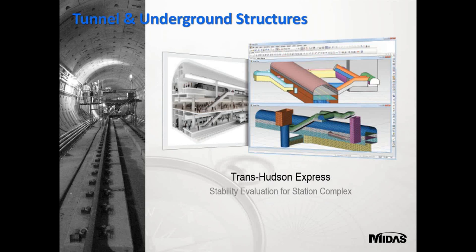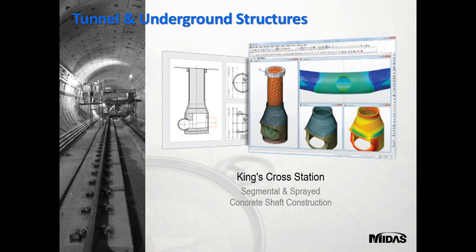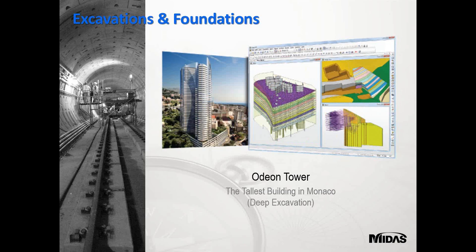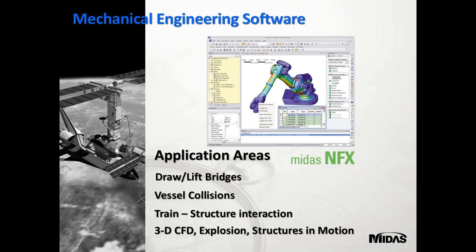Just a few projects again. The Trans-Hudson Express, the connection under the river, has been done. The King's Cross Station, where an extra shaft had to be analyzed to be added. Or the Dubai Tower, where again the foundations had been checked with the whole excavation for it. We have also the Odeon Tower in Monaco, a very complex structure with deep excavation in this very sloped area, surrounding many other structures around it. So all of this has been done in one way or another with Midas GTS.